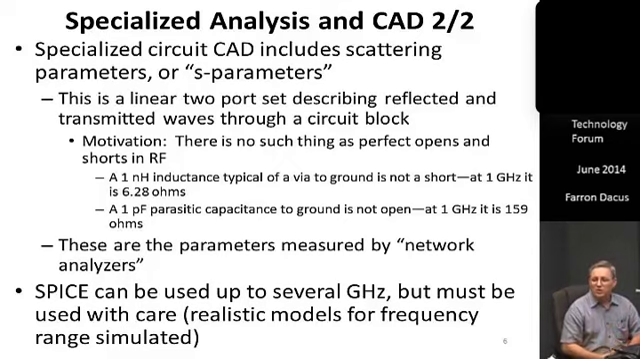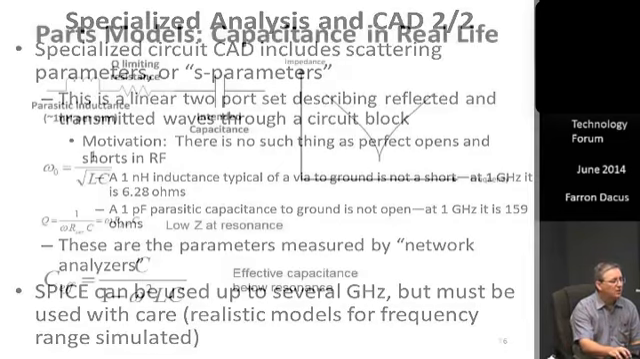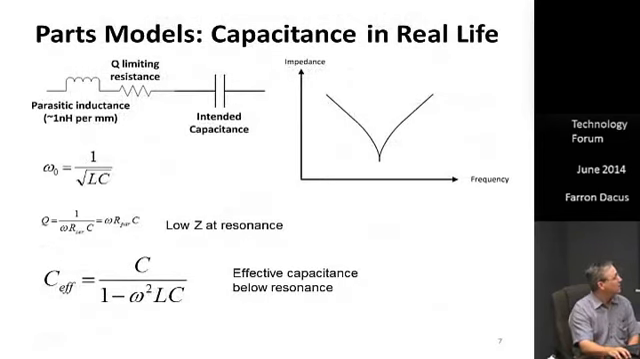Now, an example of the specialized techniques needed in RF circuit design is the fact that parts are more complicated than they are at low frequency. You have to take their parasitics into account, and for a capacitor, here is the intended capacitance, and it has a Q limiting resistance, and what really trips you up is the series inductance.